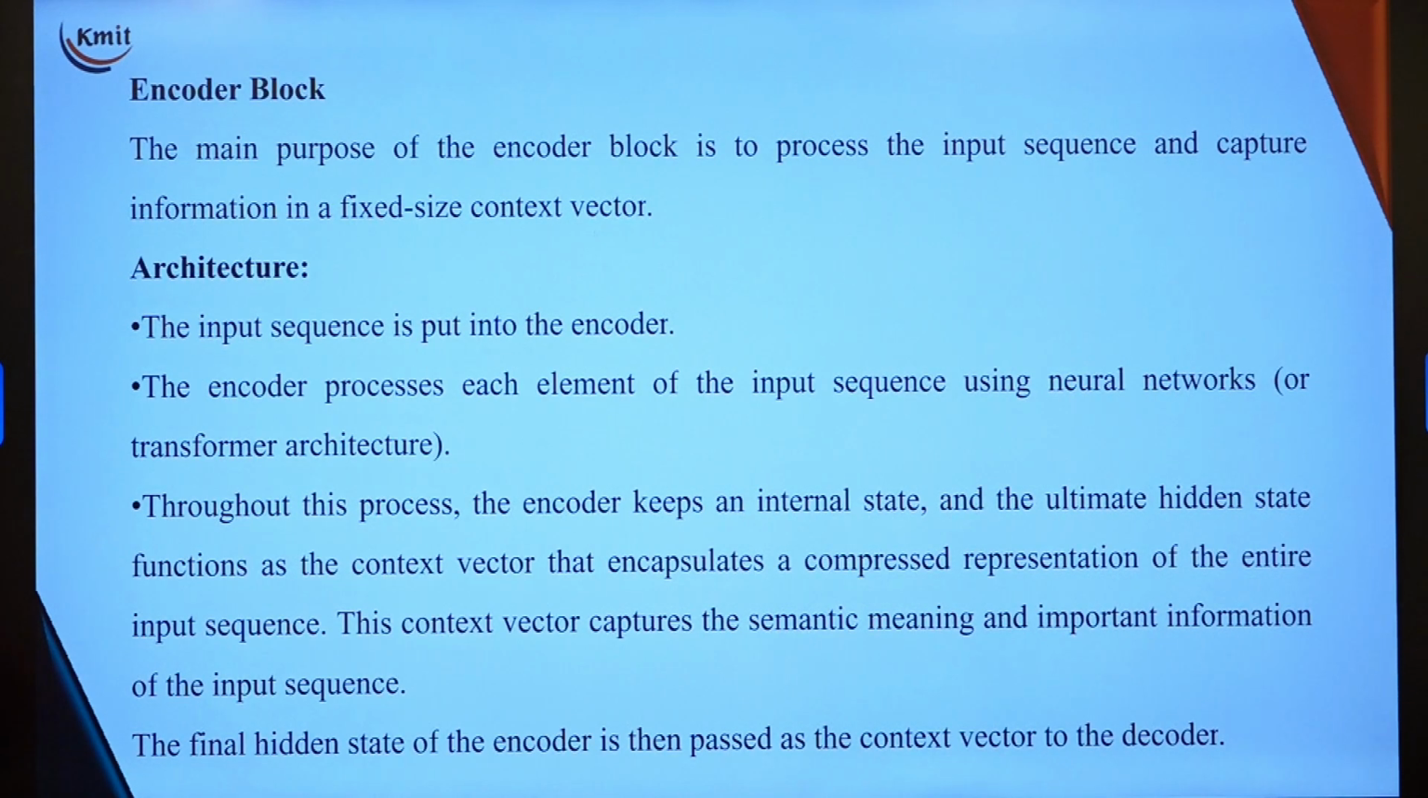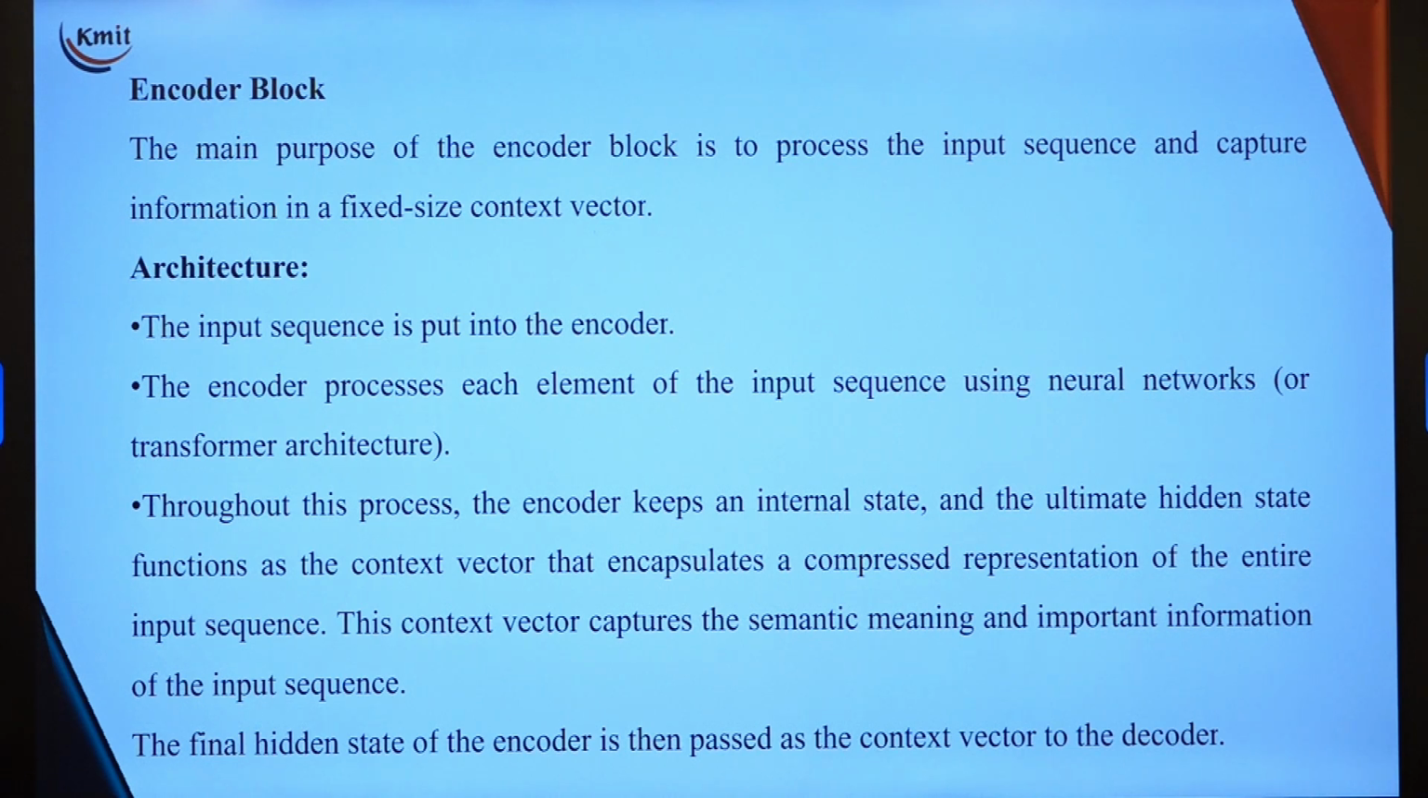Okay, so when I talk about the encoder block, its main purpose is to process the input sentence and capture that fixed vector size. The input sequence is put into the encoder, it processes the elements of the input sequence word by word, and throughout this process the encoder keeps an internal state. Within the hidden state we have functions which will convert the given words into vectors along with the compressed representation of the input sentence. With this, the context vector also captures the semantic meaning and important information of the input sentence.